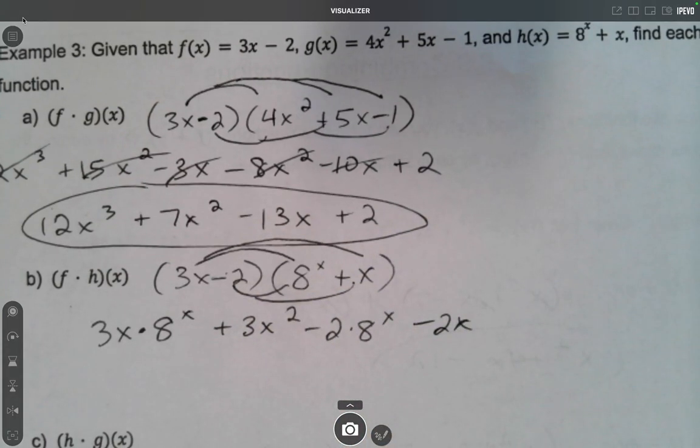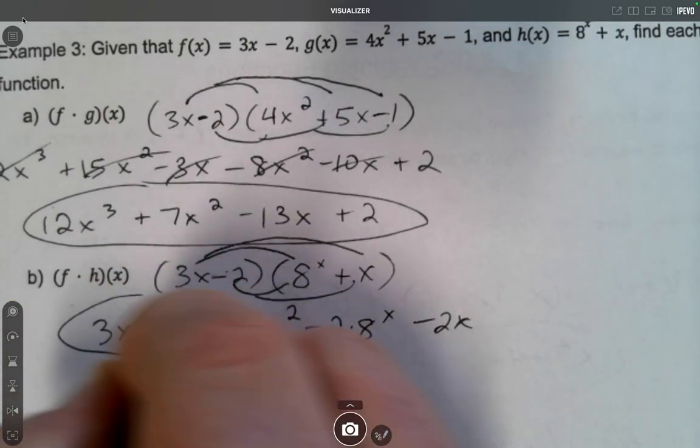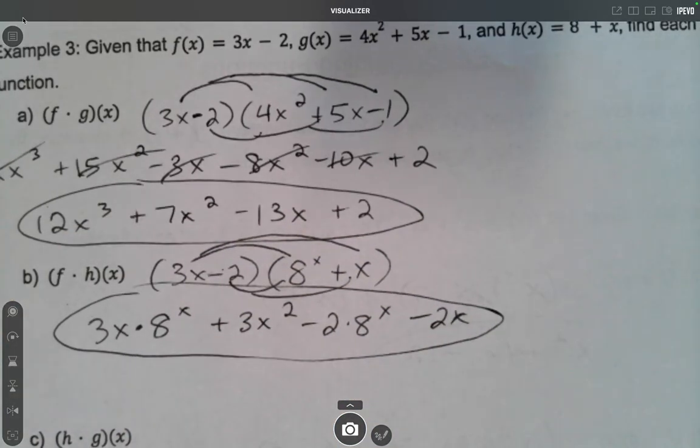So while I know that looks really different than lots of stuff we do, the good news is we're done because there's no like terms we can combine. So we just circle the answer and move right along.